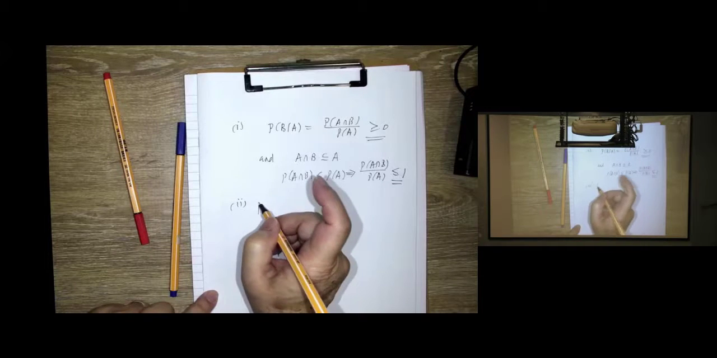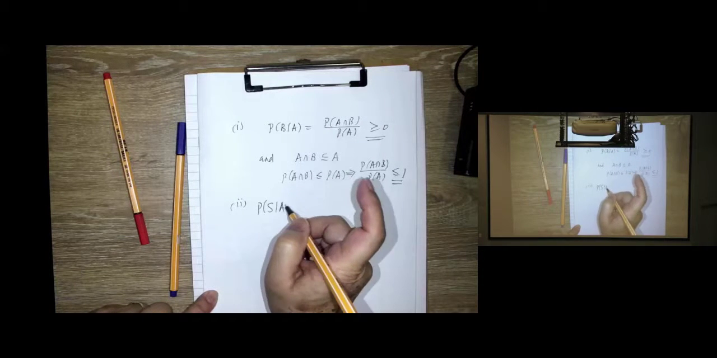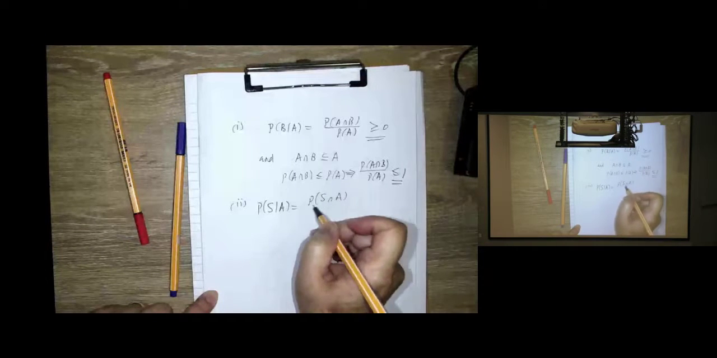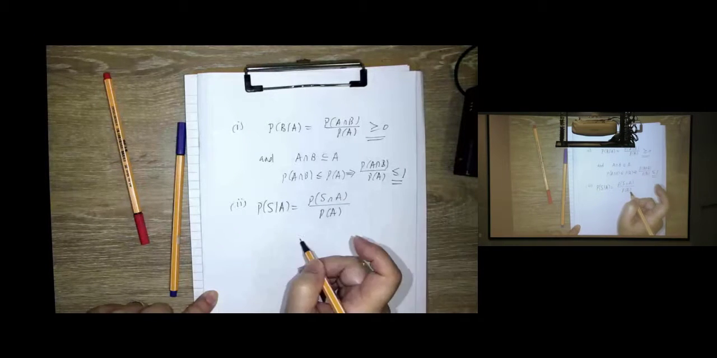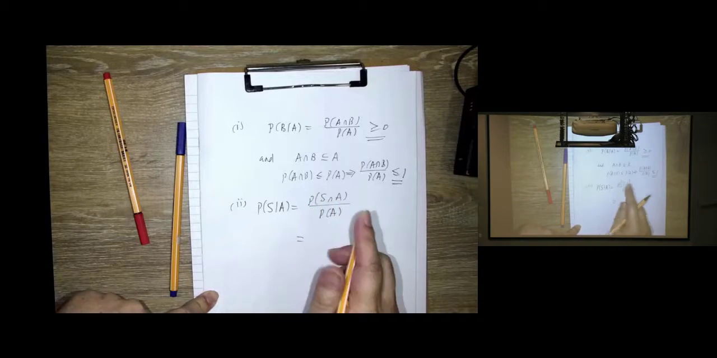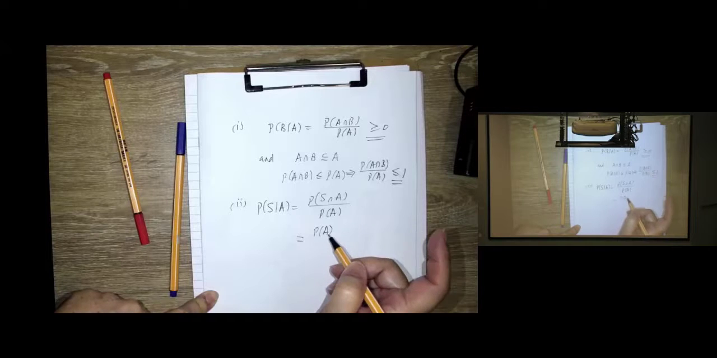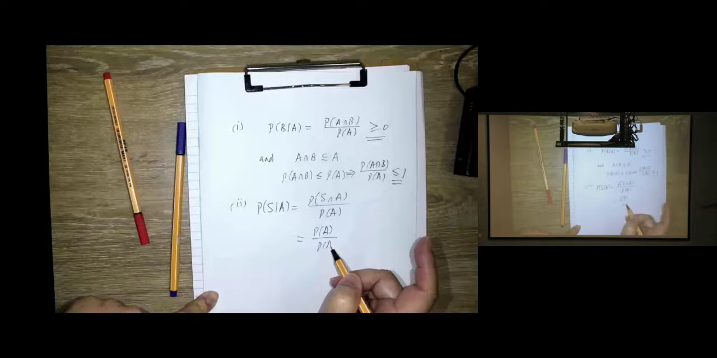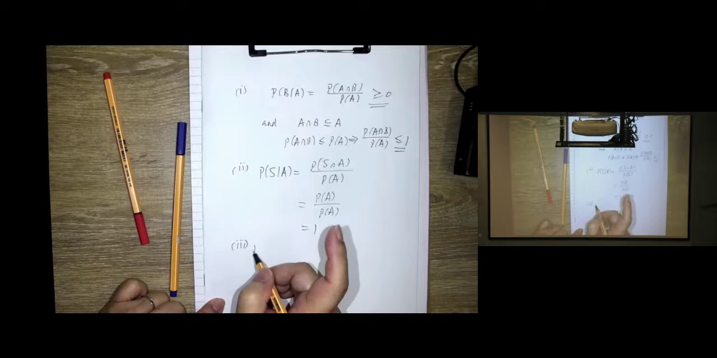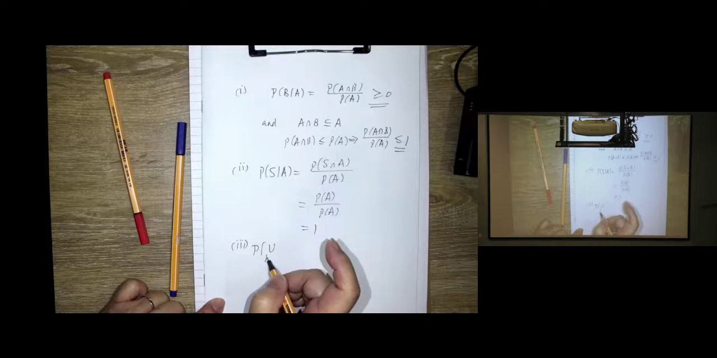And then part 2, we spell this out. But remember that A is a subset of the entire sample space. So the intersection will be A itself. And so it is equal to 1. And now we have this.